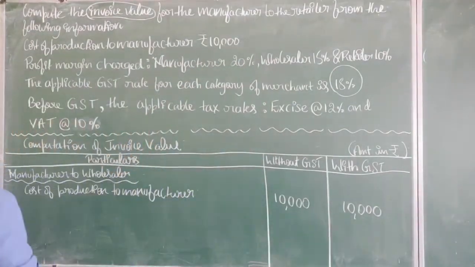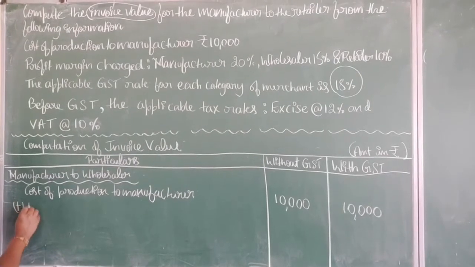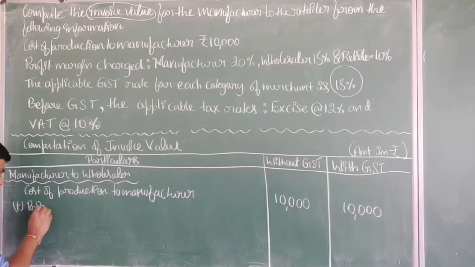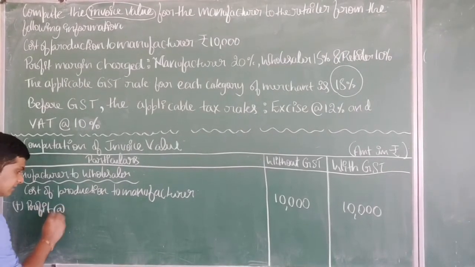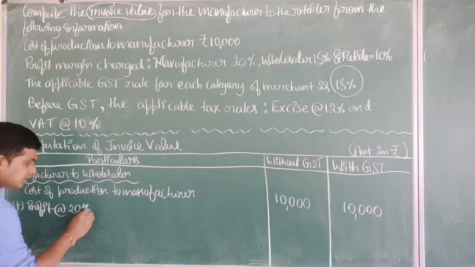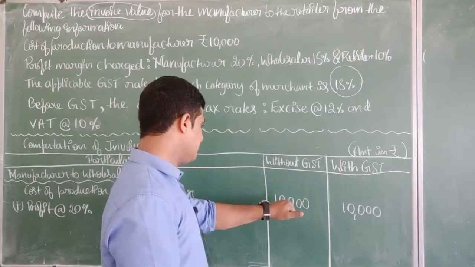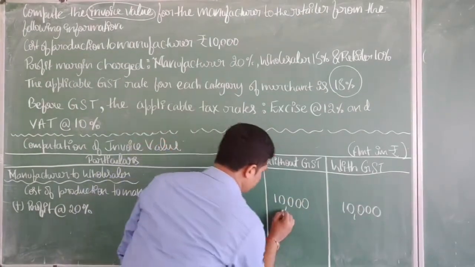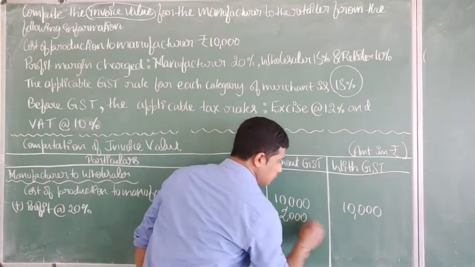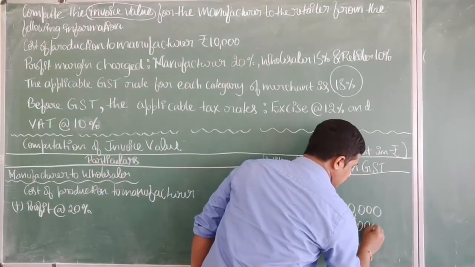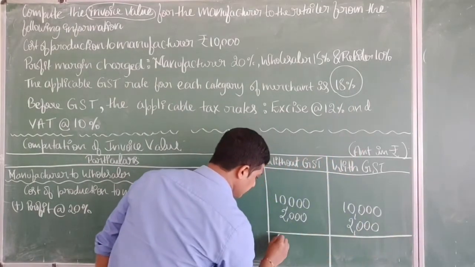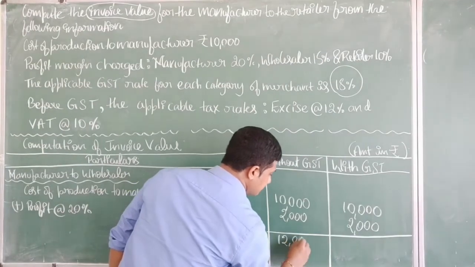So let me add the profit margin. Add profit at 20%. You can use your calculator and calculate. It is a simple calculation. 10,000 into 20% will be equal to 2,000. So 2,000 I'll write in both the columns. So the total will be 12,000.